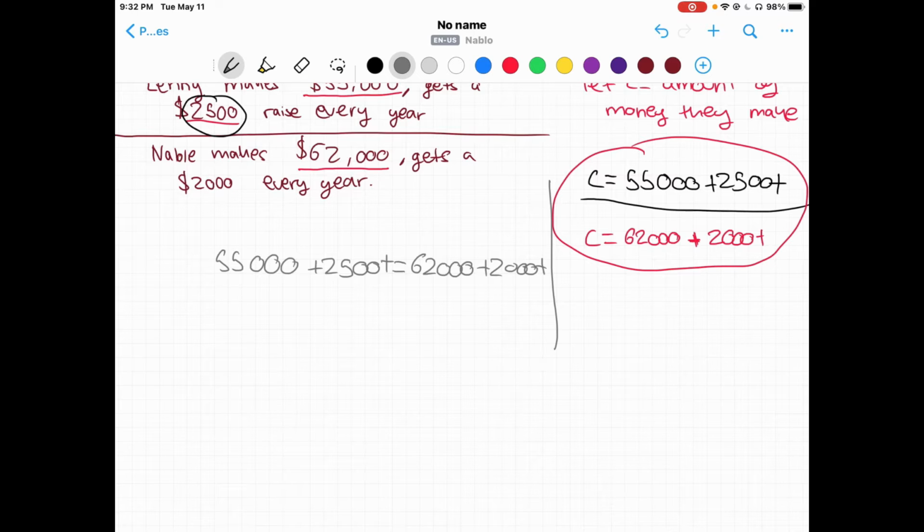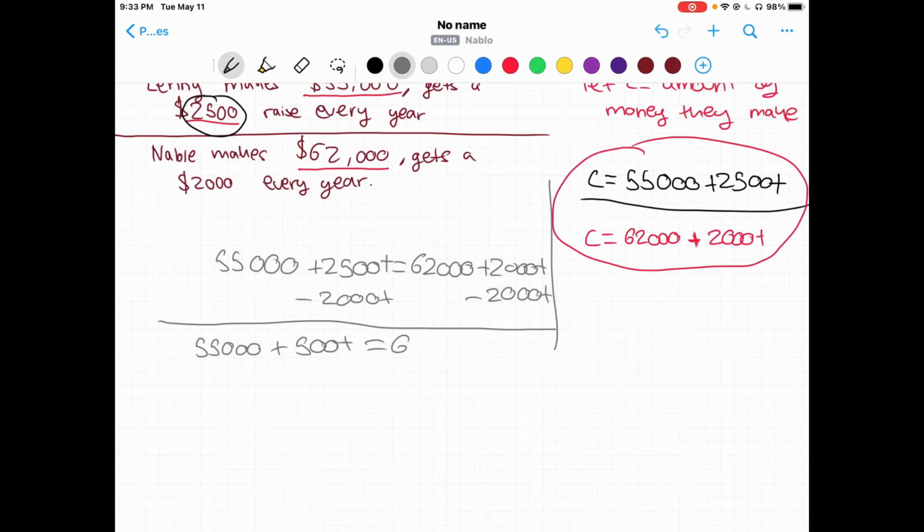So now we're just going to use what we learned to solve this. So since there are no like terms to combine, I'm going to move the variable to the left side. So minus 2,000 T on both sides. And we would be left with 55,000 plus 500 T is equal to 62,000, since these two cancel out right here.